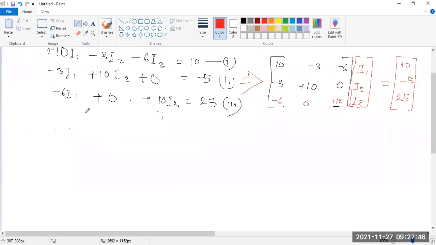So what will be the delta? What will be the delta? Delta is just like this.